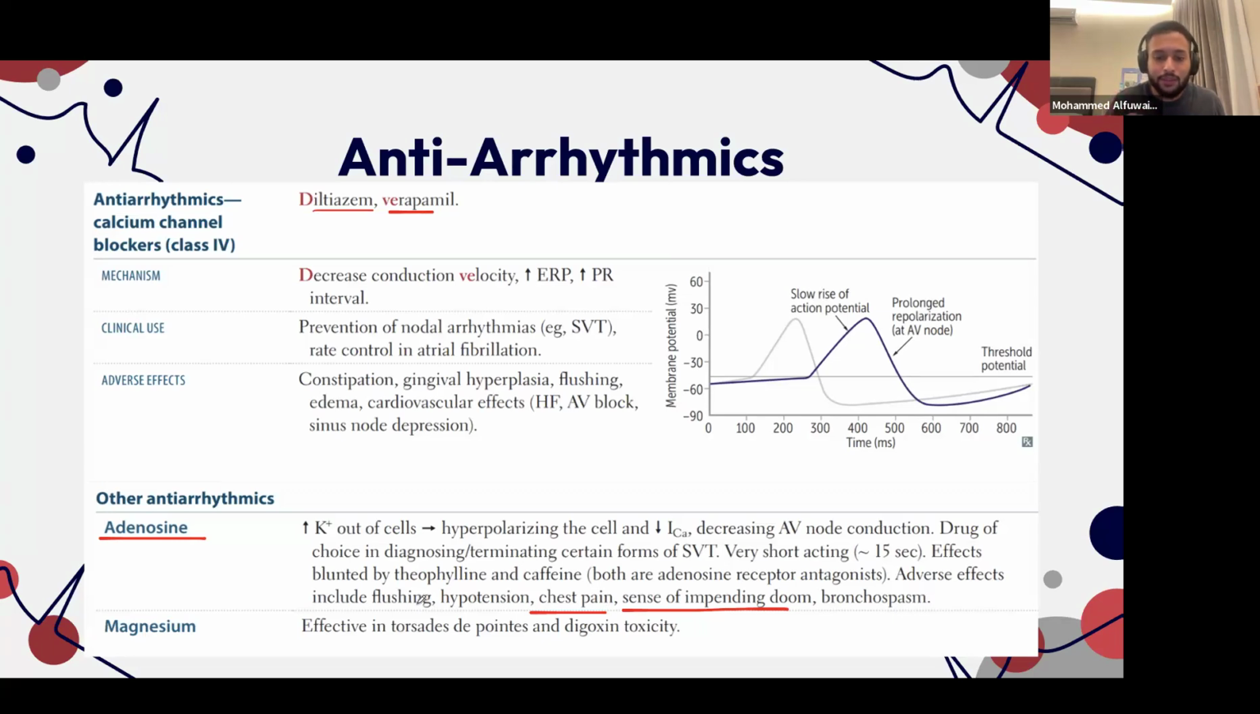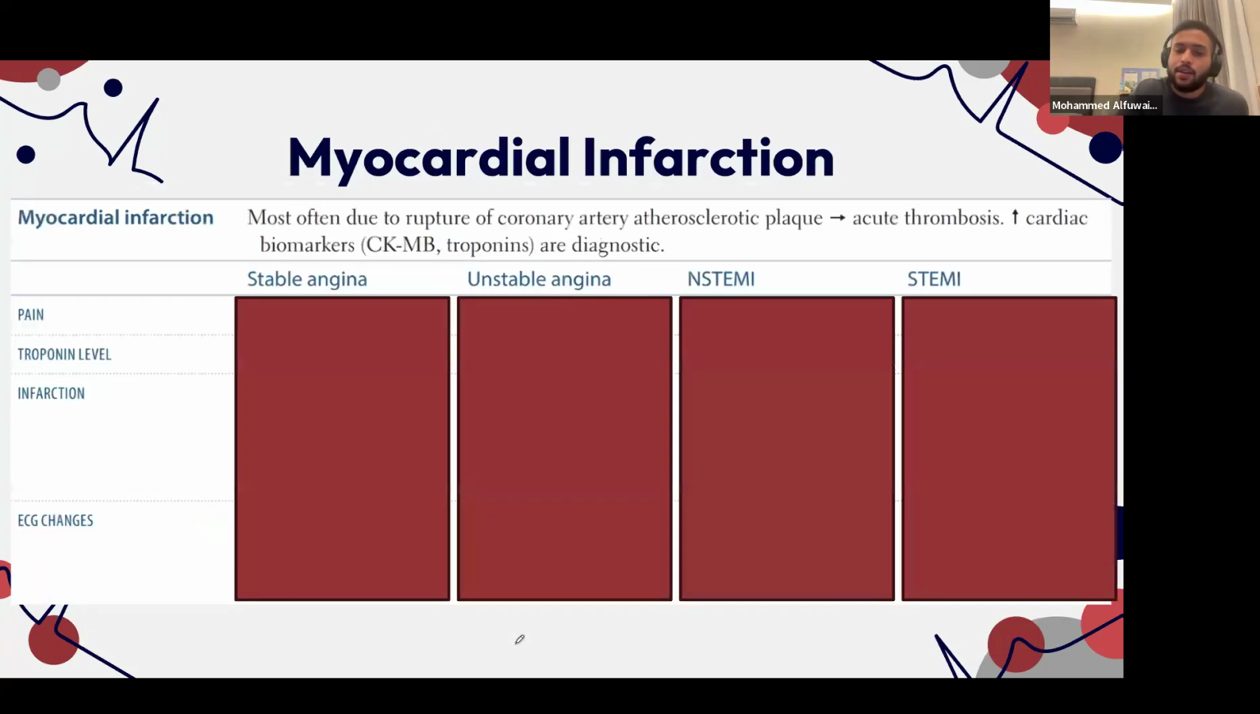Okay? If you really think about it, adenosine will restart the heart. So they feel this impending sense of doom, bronchospasm, chest pain. Other than that, magnesium is effective in Torsades de Pointes, which is another important thing to remember. As you remember, magnesium is the management of choice, or drug of choice, for Torsades. Okay? That's basically the antiarrhythmics.